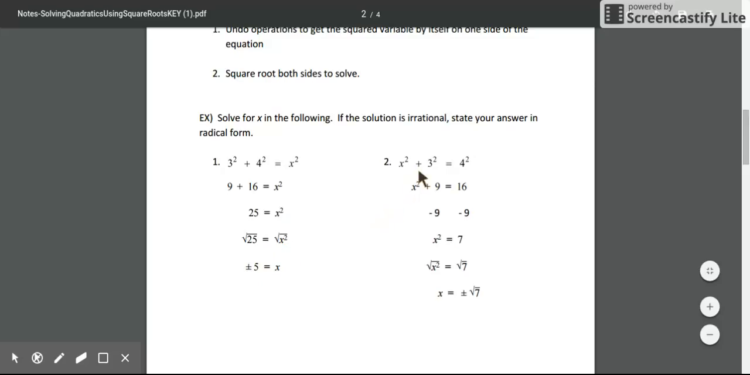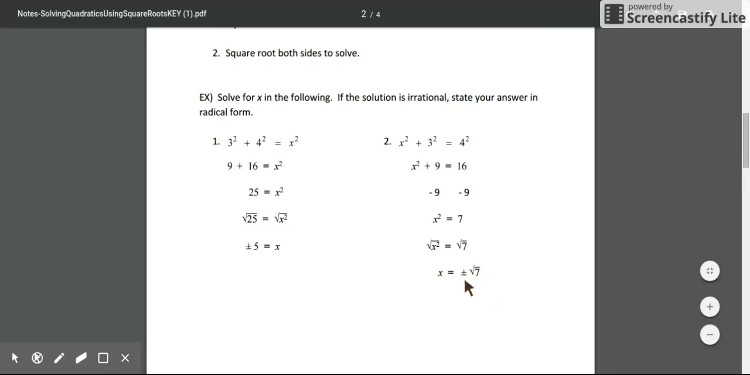Let's do another one over here. Again, we're going to simplify our exponents first. So 3 squared is 9, 4 squared is 16. I'm going to get x squared by itself on this side by subtracting 9 from both sides. So 16 minus 9 is 7. I want to get rid of the square now. Square root both sides. And we can't simplify the square root of 7, but we need to make sure and say that we have 2 solutions, positive square root of 7 and negative square root of 7.